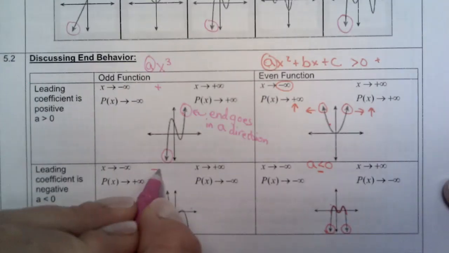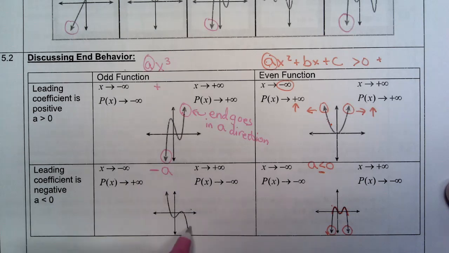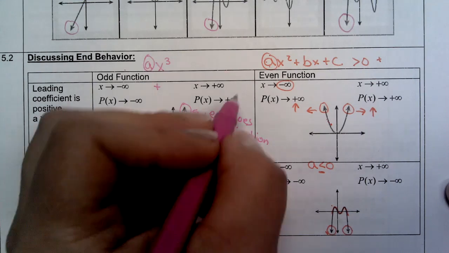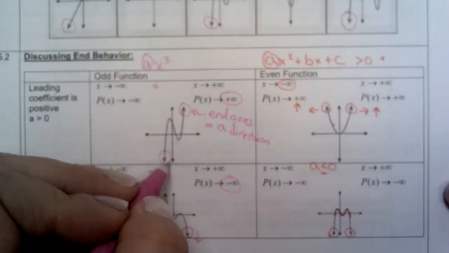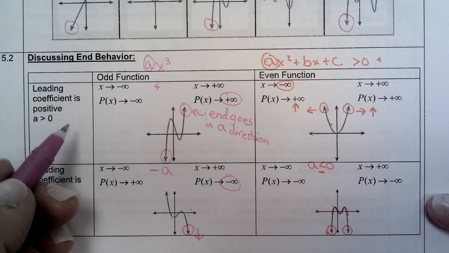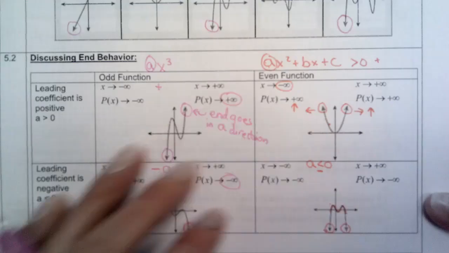If a is negative, in other words, it's a reflection, then it goes down. It goes towards the negative. My y value does. Here, my y value went up. So if you can remember what these two basic parent functions, x to the third and x squared, look like, you can do any of these.